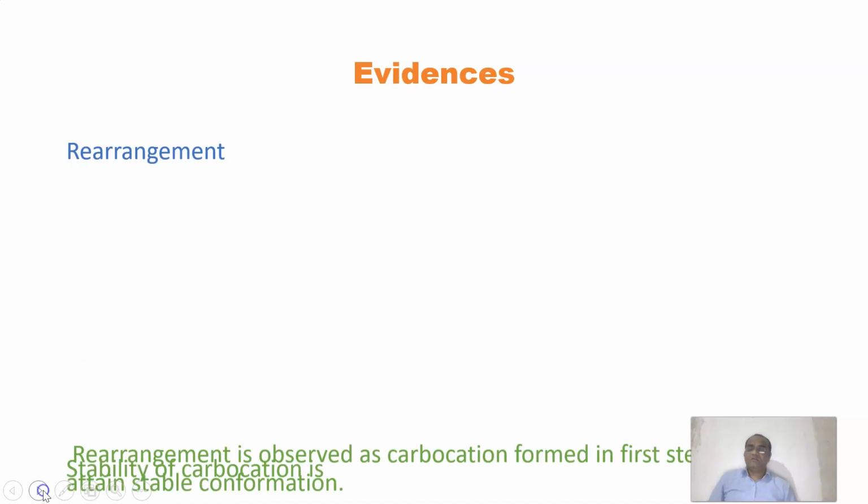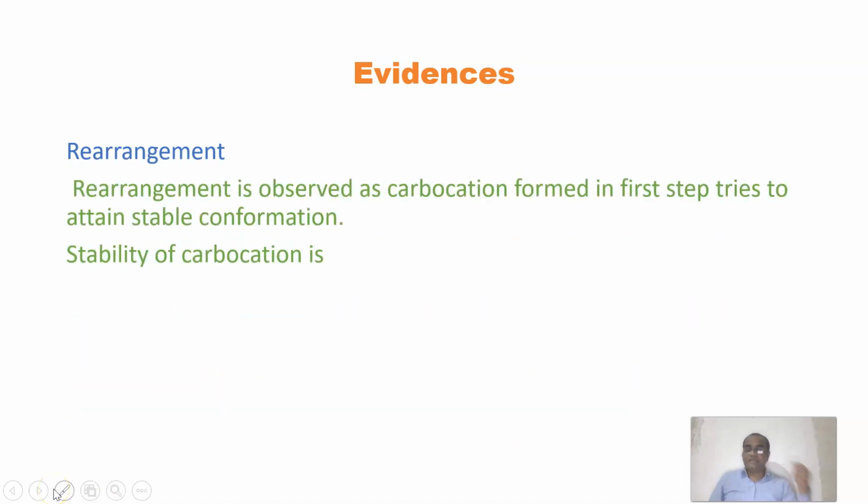Now we'll see the next evidence, that is rearrangement. Also in case of an E2 reaction, we have seen evidences. There was no rearrangement because there was no formation of a carbocation. But here there is formation of a carbocation, and as there is formation of a carbocation in the first step, it tries to attain a stable conformation. Conformation means rotation of a single bond.